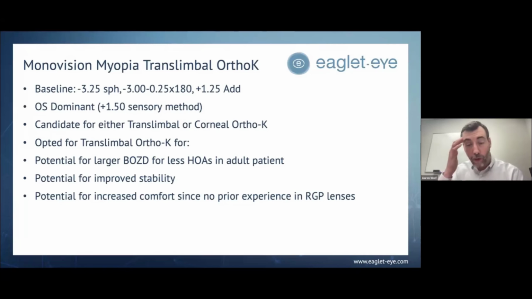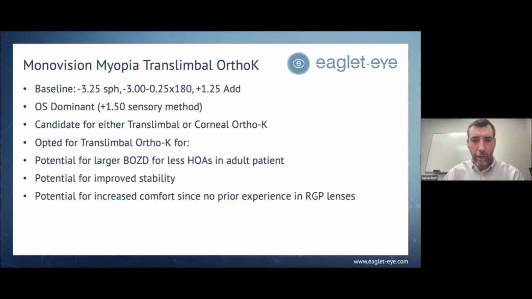All right, so they could do either one, right? They could do a corneal lens, which is your traditional OrthoK, what almost all the orthokeratology manufacturers create. That's a lens that's slightly smaller than the size of the cornea, and then also a translimbal lens. The reason that we went with the translimbal lens was ultimately the bigger the lens, the bigger I can make the optic zone. We'll have a slide coming up that describes that a little bit.